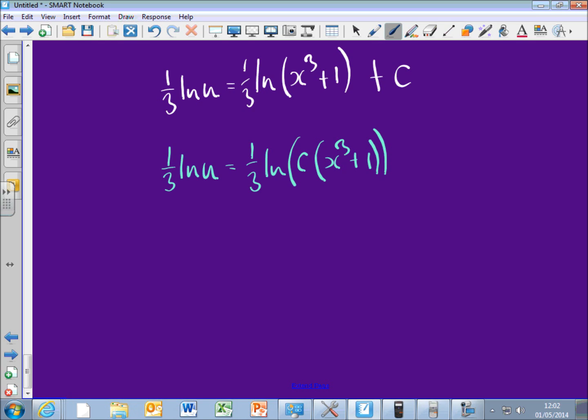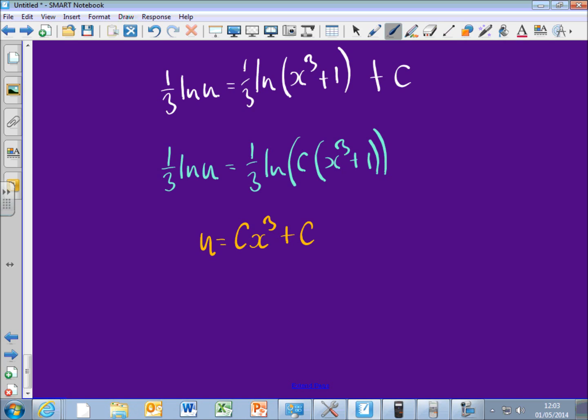Because if I say c is a constant, let's call it log c or something, then it's still a constant, and then I can put the logs together. They're added together, so they get multiplied there. Now I can get rid of the logs. There's a third on both sides, so I can get rid of them there. Get rid of the logs as well, so this just goes to u equals c times x cubed plus 1. Is that right? Is everyone okay with that?